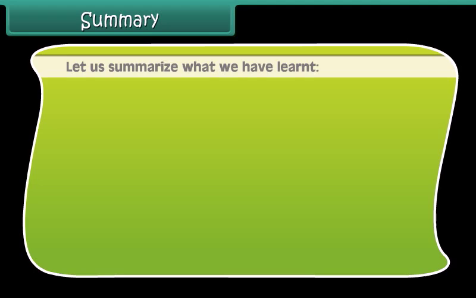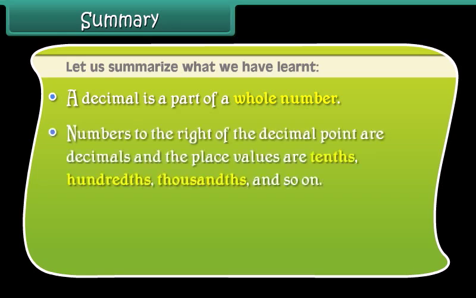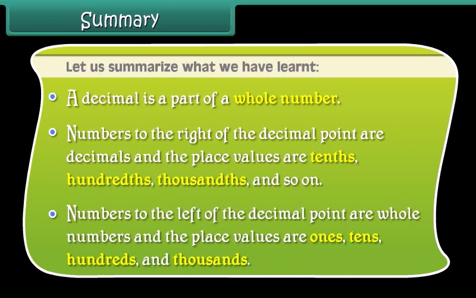Summary. Let us summarize what we have learned. A decimal is a part of a whole number. Numbers to the right of the decimal point are decimals, and the place values are tenths, hundredths, thousandths, and so on. Numbers to the left of the decimal point are whole numbers, and the place values are ones, tenths, hundredths, and thousands.